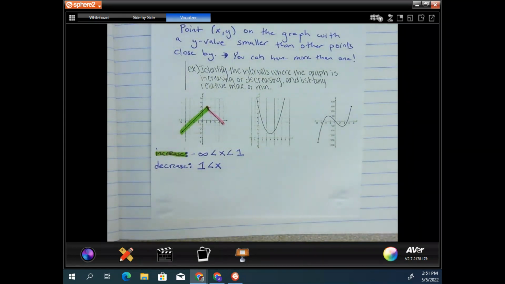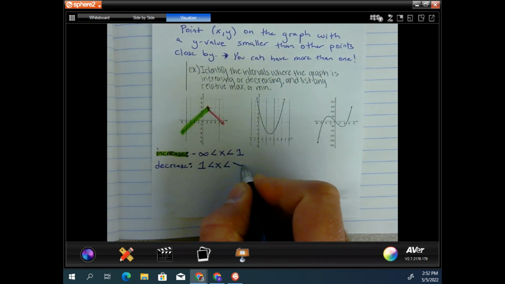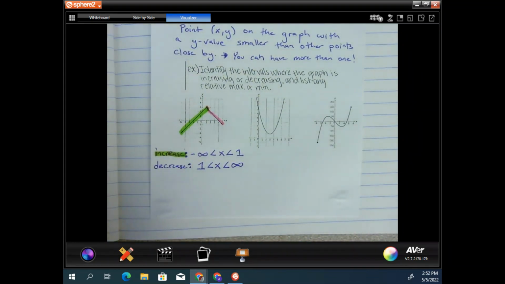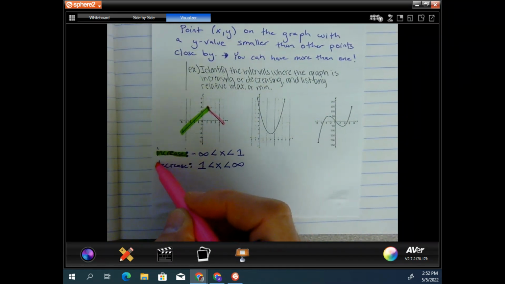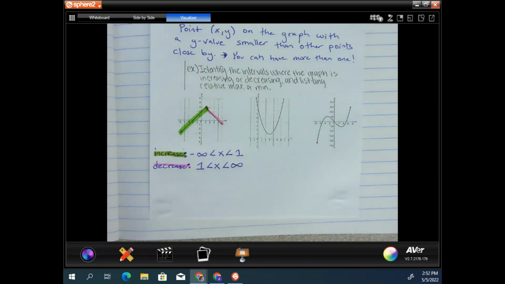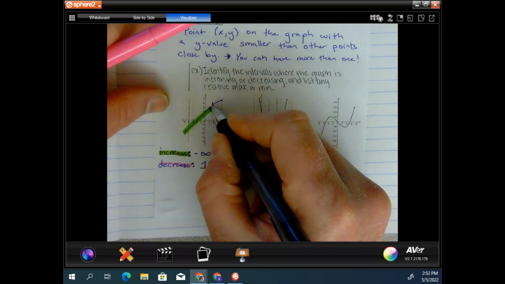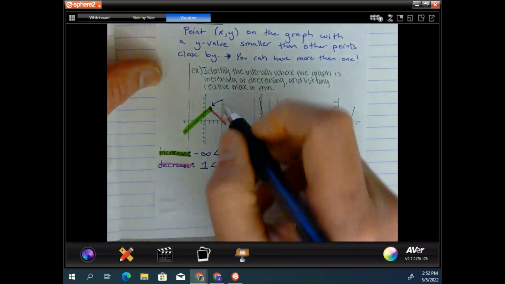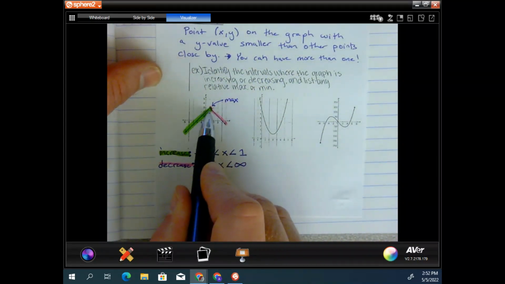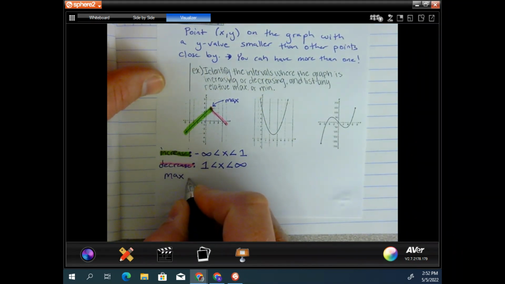I put my x there, and it also has an arrow. But this time it's positive, so it's going to be positive infinity. So it starts decreasing from 1 until infinity. And then I notice that this has a maximum. That's a point on the graph with a y value larger than other points right here. I have one maximum.